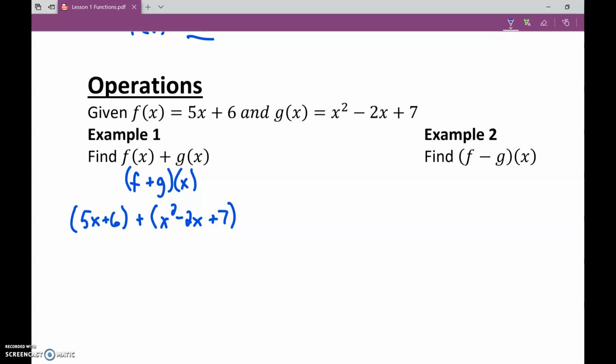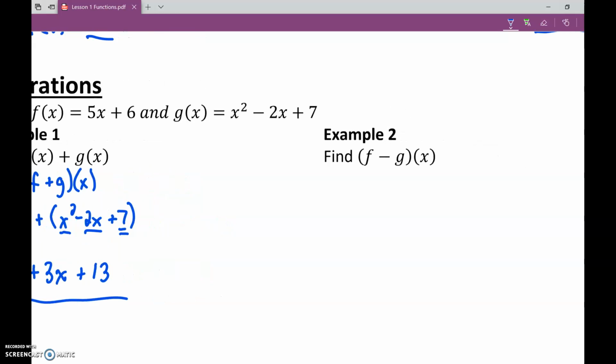And when we're adding algebraic expressions like this, we look for like terms. There are no other x squared, so I'm going to start with that one. I can combine those two, so 5x plus -2x is a +3x. And then lastly, the constants, 6 plus 7 would give us a +13. So there's your f plus g.